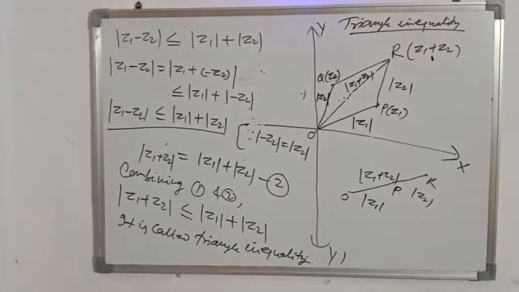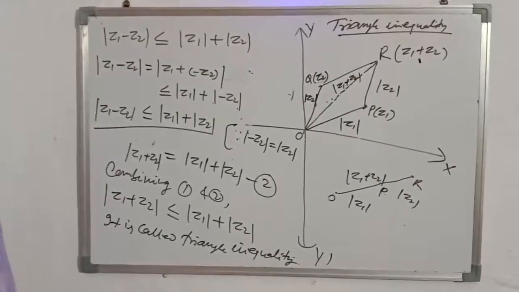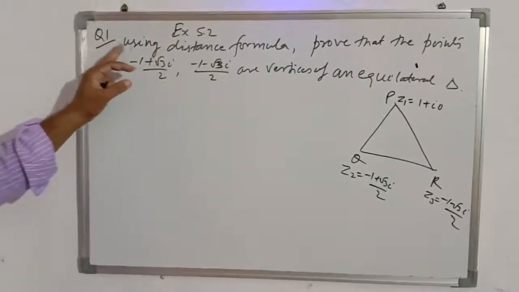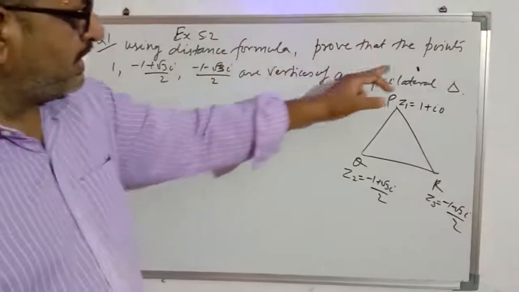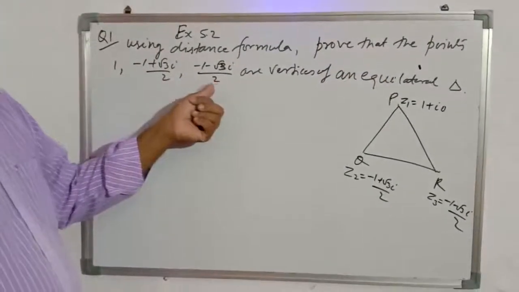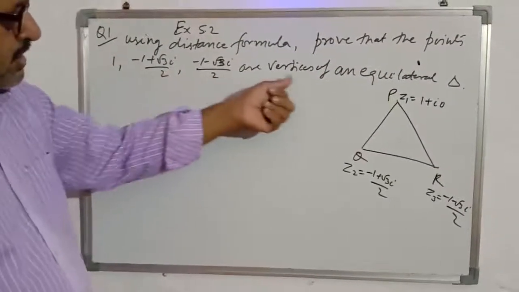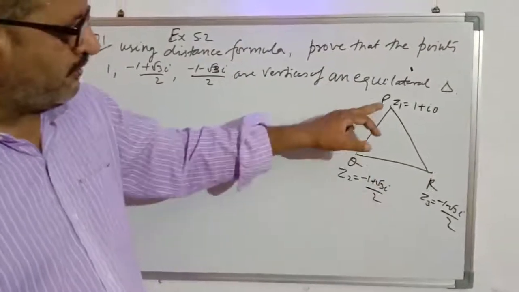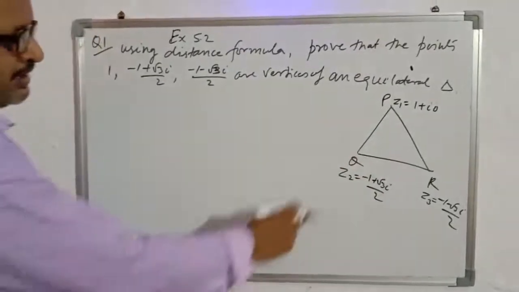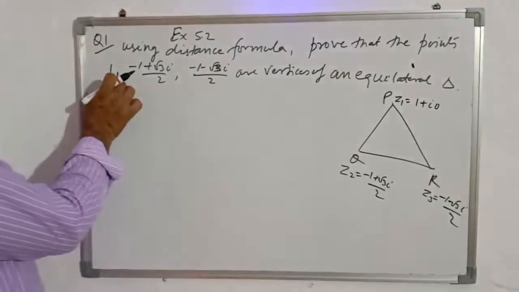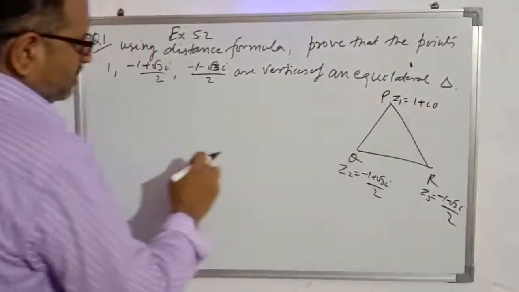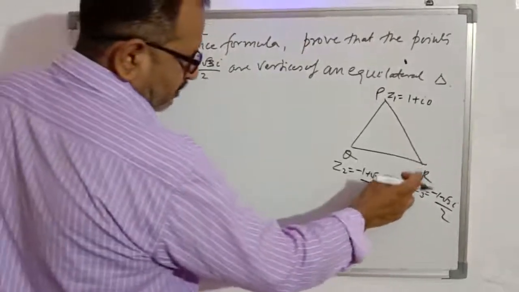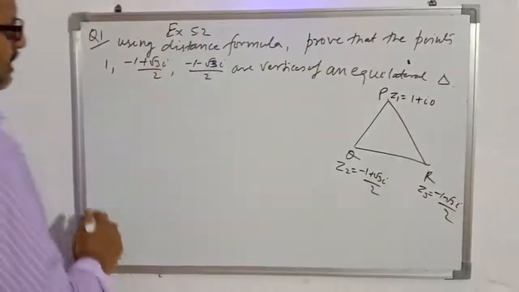So all the topics are over. Now we will take some questions from the exercise. Exercise 5.2, see question number 1. Using the distance formula, prove that these points, which are complex numbers, are the vertices of an equilateral triangle. I have taken one triangle PQR. Let point P represent the complex number 1, and 1 means 1 plus 0i. Point Q represents minus 1 plus root 3i by 2, and point R represents minus 1 minus root 3i by 2.